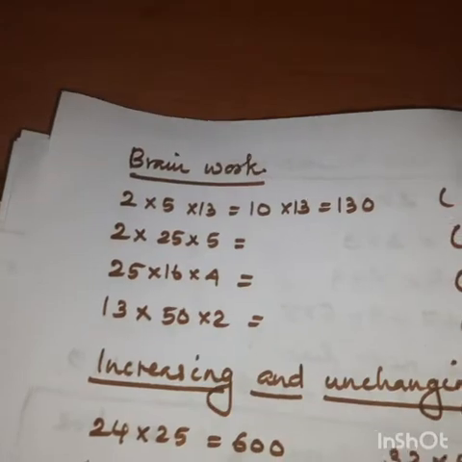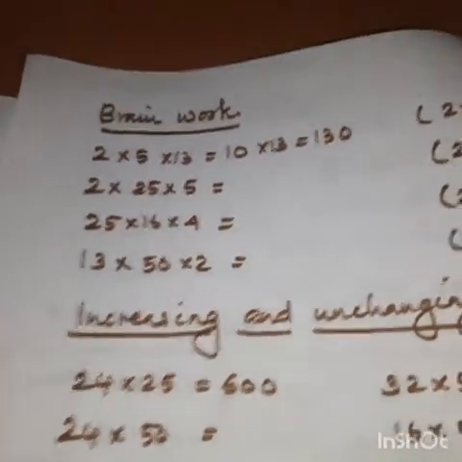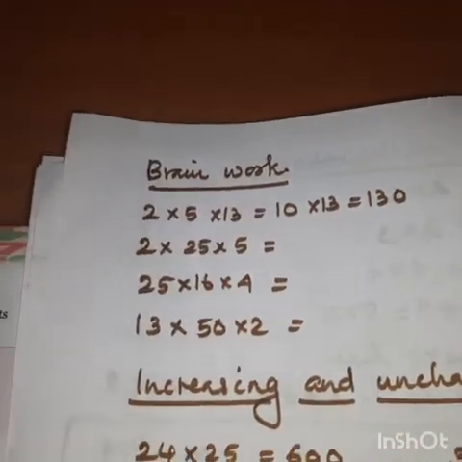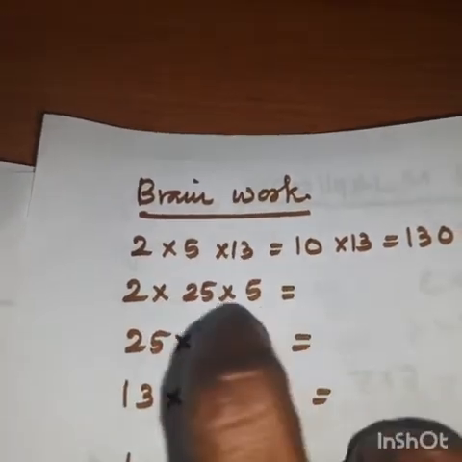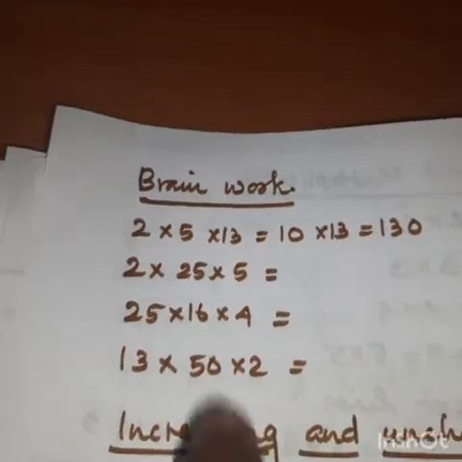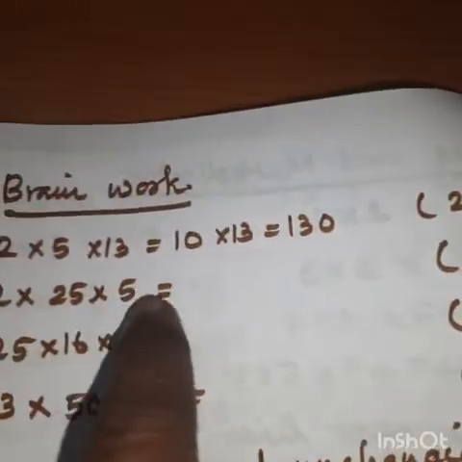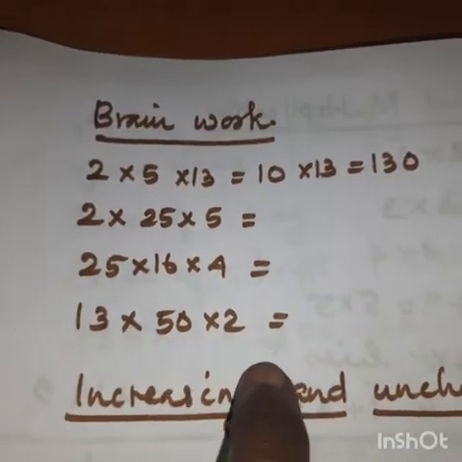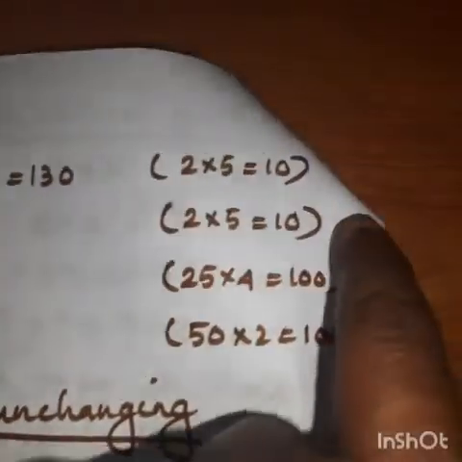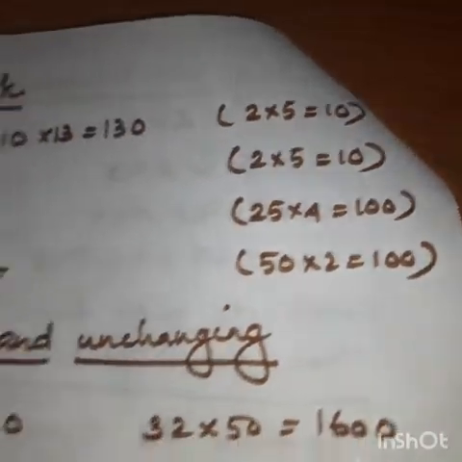Brain work. 2 into 5 into 13, 10 into 13, 130. Like this, complete. Here 2 into 5 is equal to 10. Therefore 10 into 13 is 130. Here also 2 into 5, 10. Here 25 into 4, 100. 50 into 2, 100. The easy ways are marked here.